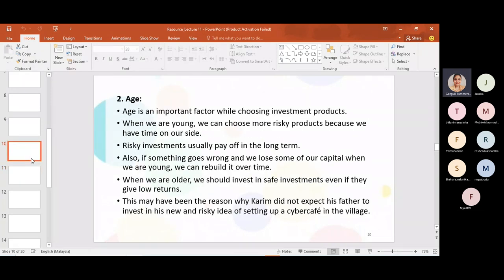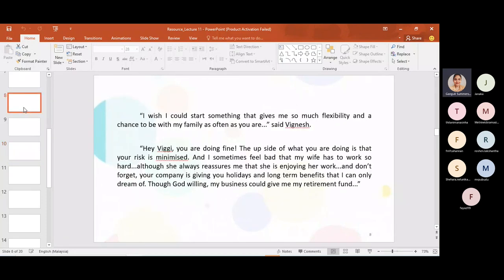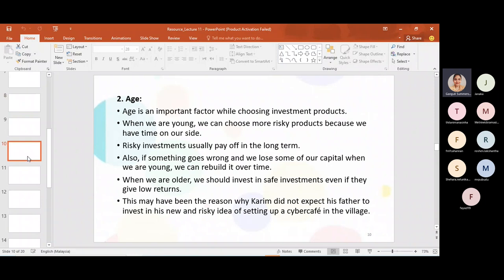When we were reading the case study, you guys noticed a certain point where Karim tells about his parents, right? So Karim says that he is using his wife's salary and the business profit to pay off the loan, and his parents are helping him to take care of the child. Okay, so he is not taking any financial help from his parents. The only support from his parents is that they take care of his child. Okay, so that is the only support.